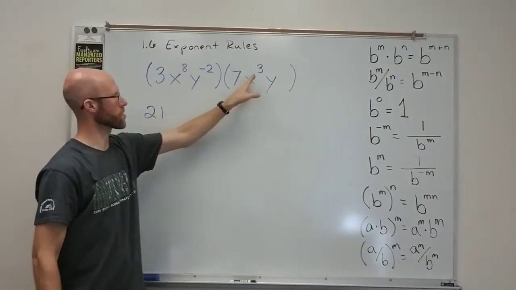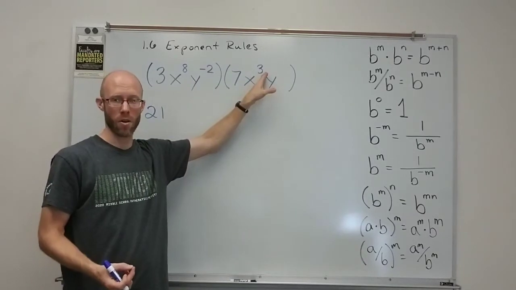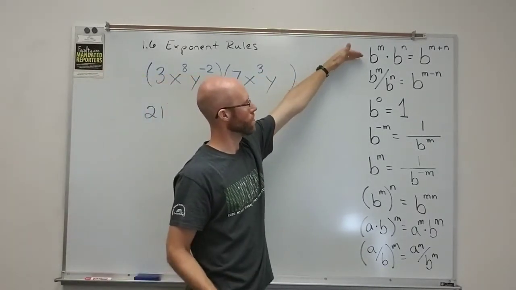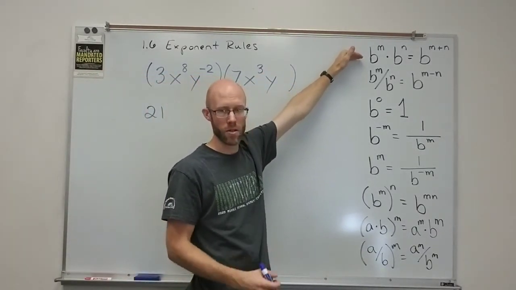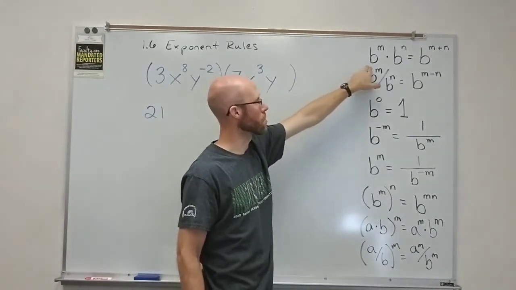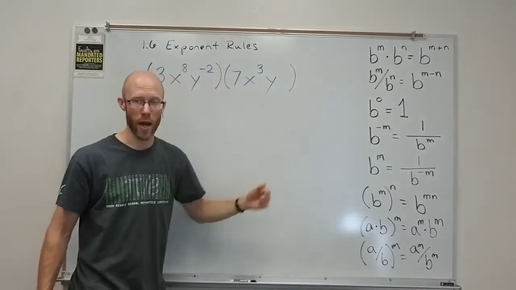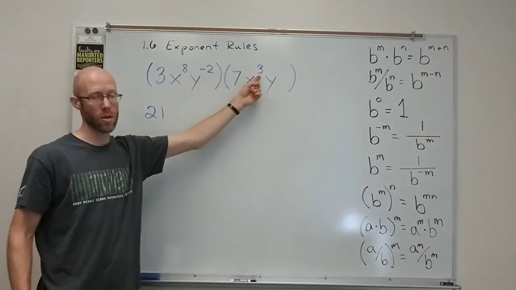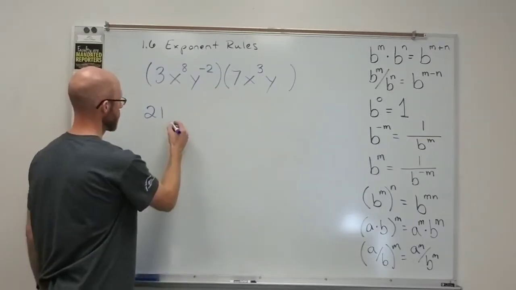X to the 8th and x to the 3rd, I'm going to multiply those. That would utilize the product rule because they have the same base. And with the product rule, you add the powers. So 8 and 3 will make 11, so it's x to the 11th.